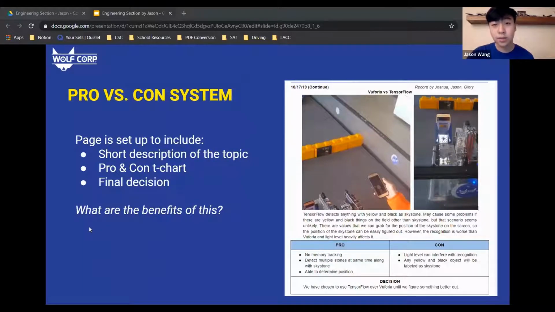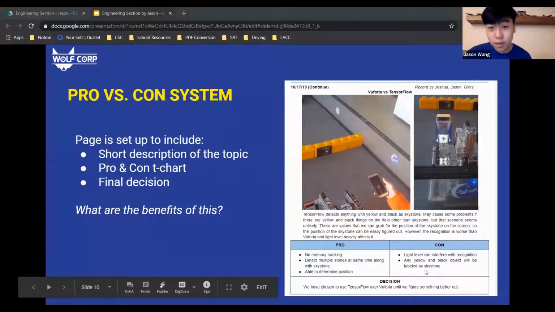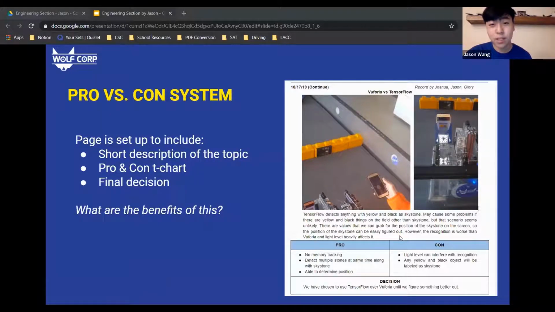And here, this page is where our programmers tested out 2 different computer vision systems for autonomous. Every page consists of a short description of what we modified on the robot, the pros and cons of the modification, and a decision that states whether we choose to fully implement the change in our robot. For example, here, we started off the page with what TensorFlow and Vuforia can detect and what can affect an accurate scan of the field.